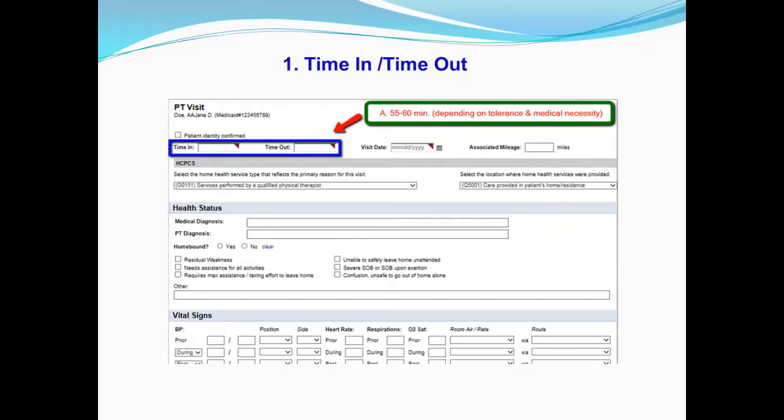Time in, time out. A suggested time is at least 55 minutes up to 60 minutes, assuming the patient can tolerate the therapy and it is medically necessary. Please take note: if the patient was seen in the afternoon, enter the time in military format. Example, for 1 p.m. to 2 p.m., please enter 1300 to 1400.